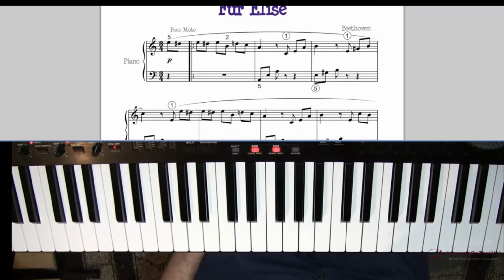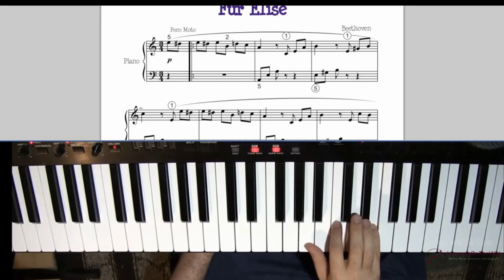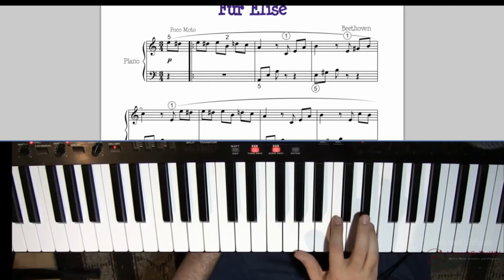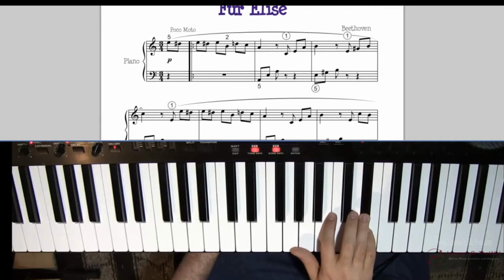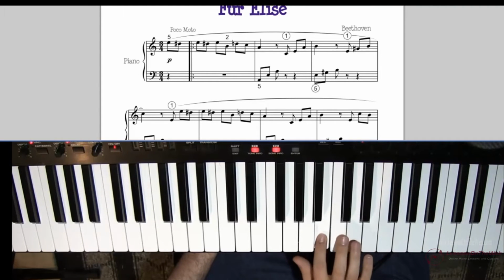Alright, so let's get our hand in position. Starting out with the right hand, you've got your pinky on E. And then the second note is D sharp, which is a half step below E. So the first 2 notes. And then the first complete measure, you've got E, D sharp, E. And then you got B with 2, D with 4, C with 3, and A with 1.